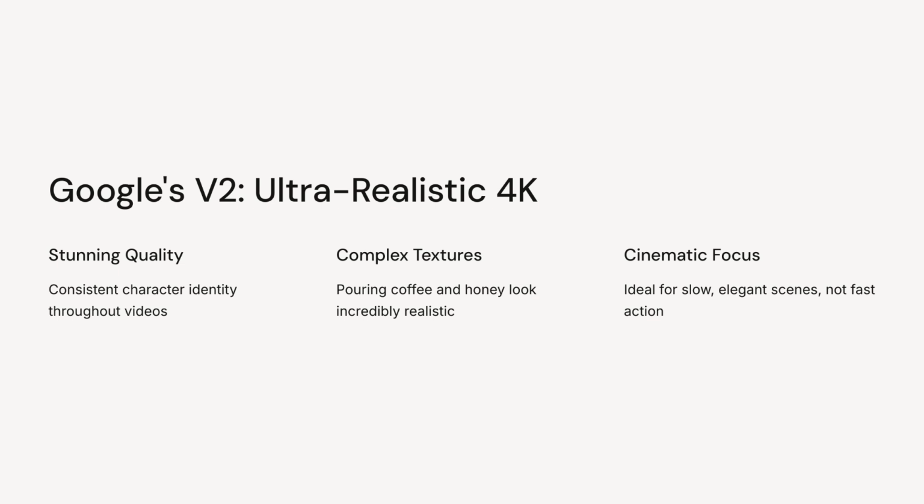Great for slow, cinematic shots but not high-speed action. Pricing similar to Wangs, 50 cents per second, but with better UX and UI. If cinematic realism is your goal, Google's V2 shines in elegant, slow-motion scenes.